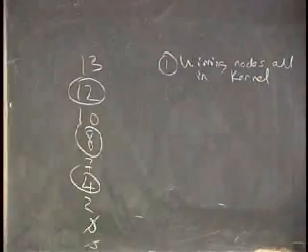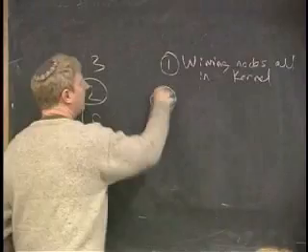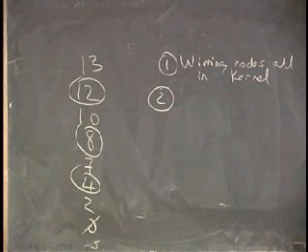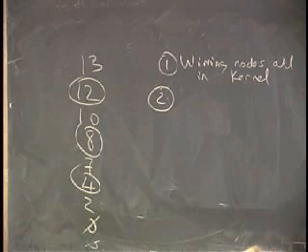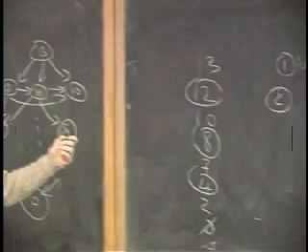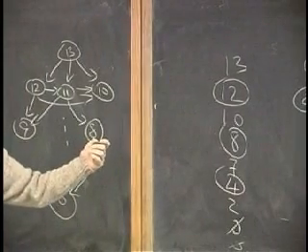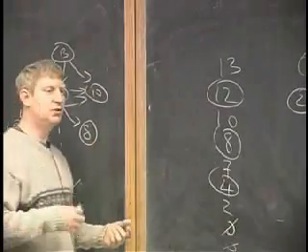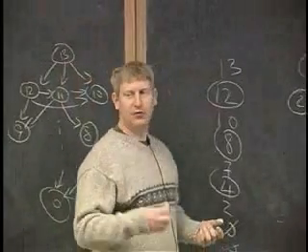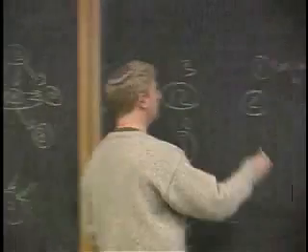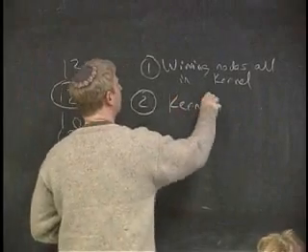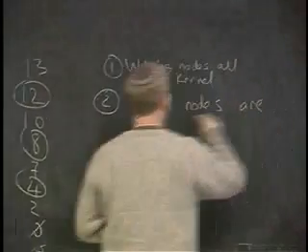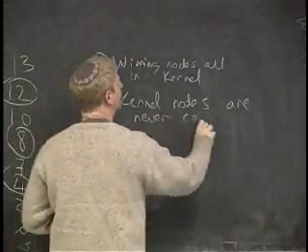Okay, that's number 1. Number 2, what else makes a kernel a kernel? Moves from one node to another. If you're in the kernel and you make a move, you can't go to another kernel. It's like the frying pan. When you jump out of it, you're in the fire. You're not in the frying pan anymore. So kernel nodes are never connected.